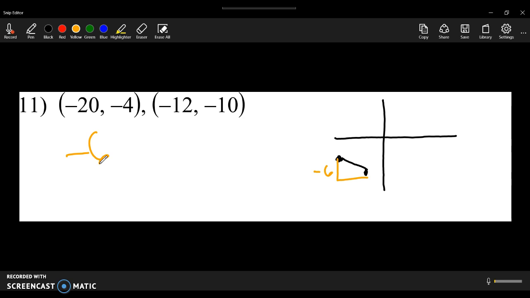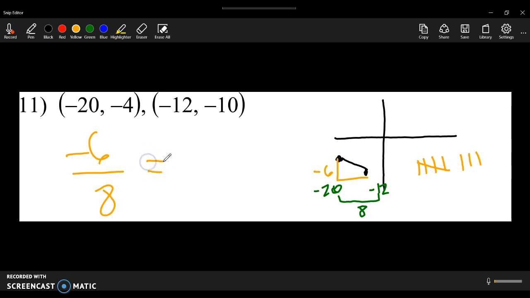Then I have to think about over. So I was at -20 here, and I have to go over to -12. Well, that should be a distance of 8, if you count it over. So like 19, 18, 17, 16, 15, 14, 13, 12. If you kept tallying as I went, you would have tallied 8 marks for all the distance. So again, my slope is this.